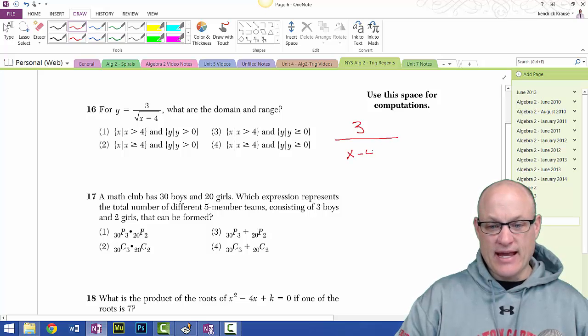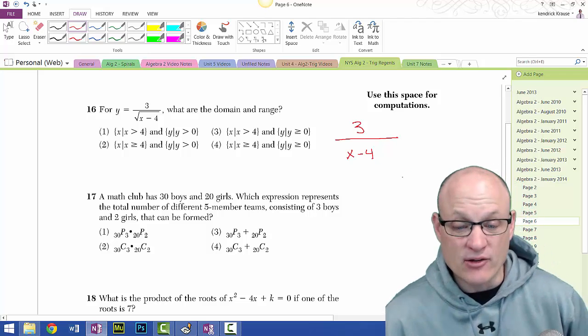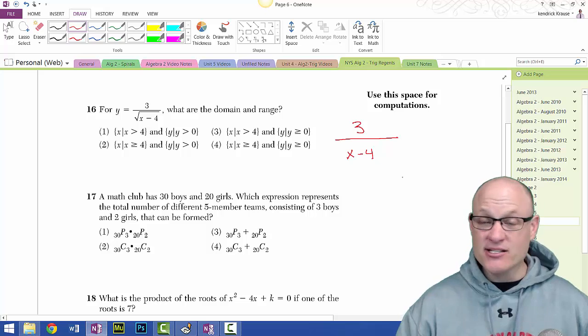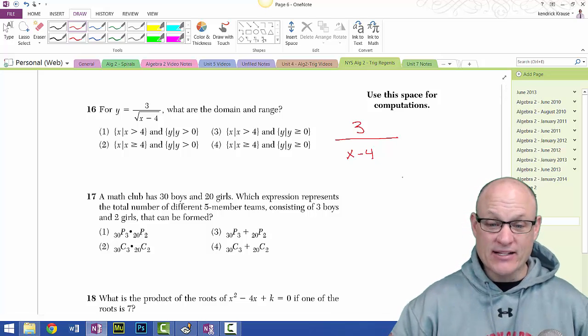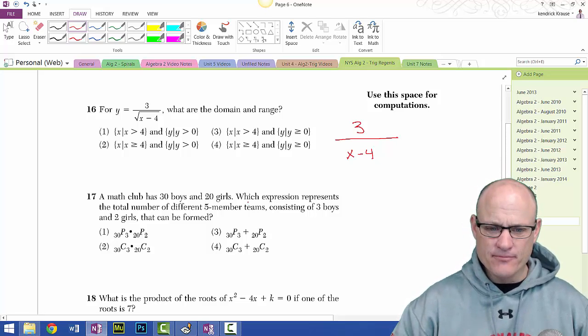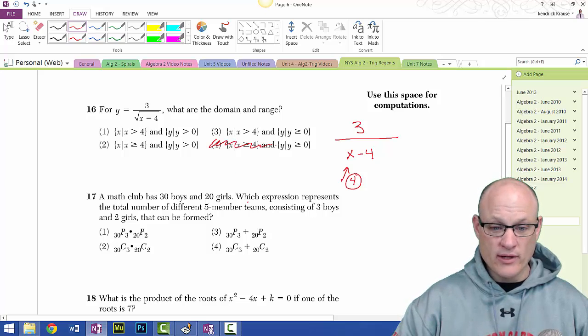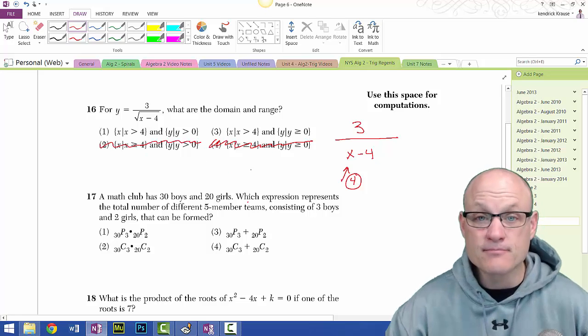If I just had this, 3 over x minus 4, then my domain would be, hey, x could be everything except 4. Because if I had 4, that would make the denominator equal to 0. So x is not allowed to equal 4. So anywhere it says x can equal 4, we got to get rid of.